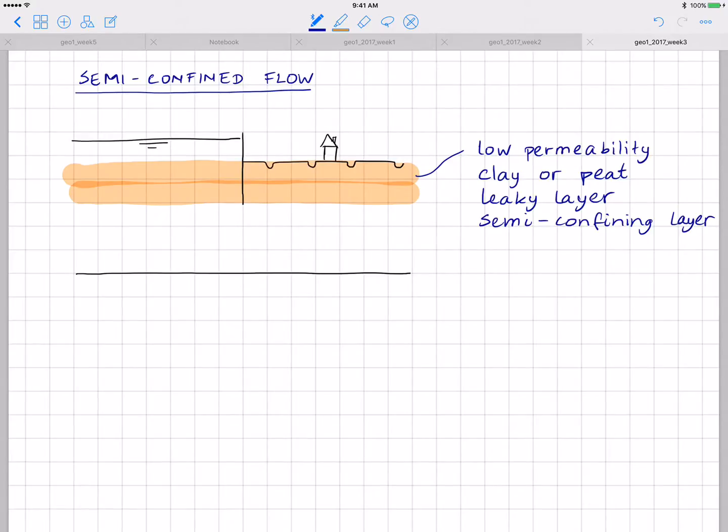Hello everybody, this is video 1 about semi-confined flow. In a semi-confined aquifer, the aquifer is covered on top by a leaky layer or a layer of low permeability.